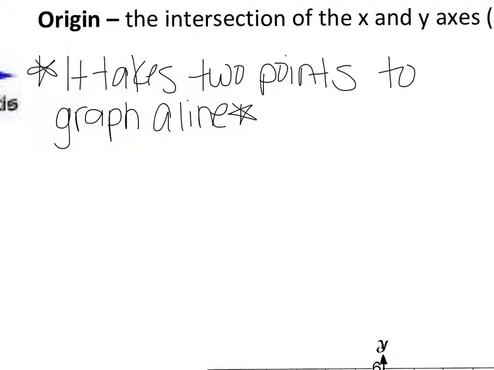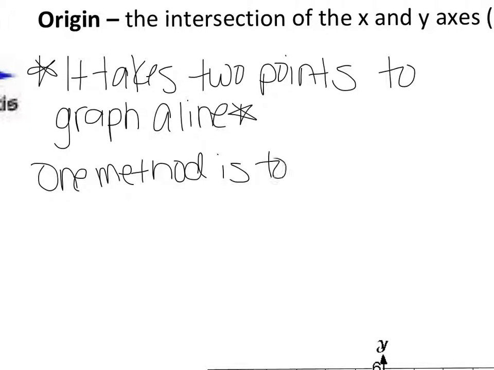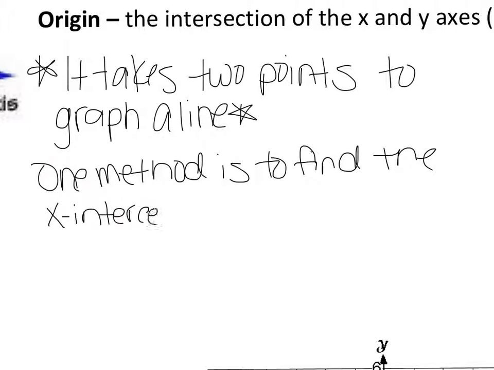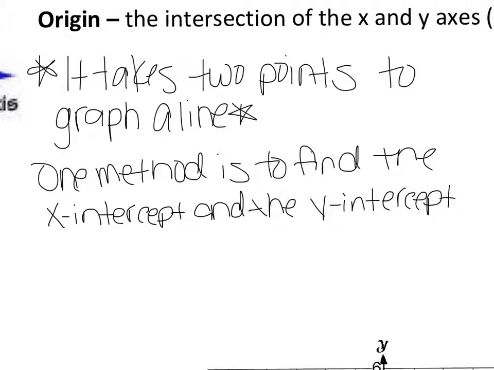We're going to learn a different method of graphing lines on Friday. Today the method we're going to learn, and we're going to write down, so one method, which is the one we're going to do today, is to find the x-intercept and the y-intercept. Both of which are points. So if I can find the x-intercept and I can find the y-intercept, then I have my 2 points and I can graph my line.